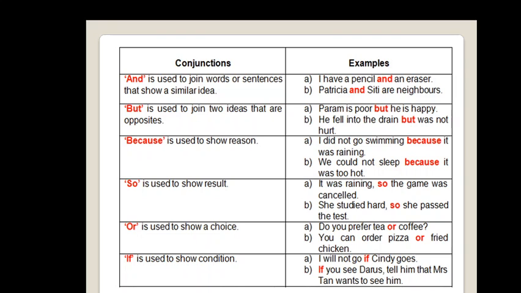And children, listen. Conjunction and is used to join two similar ideas. And but is used to join two opposite ideas. Because is used to show reason. To show result, we use conjunction so. Or is used to show a choice. And to show a condition, we use conjunction if.